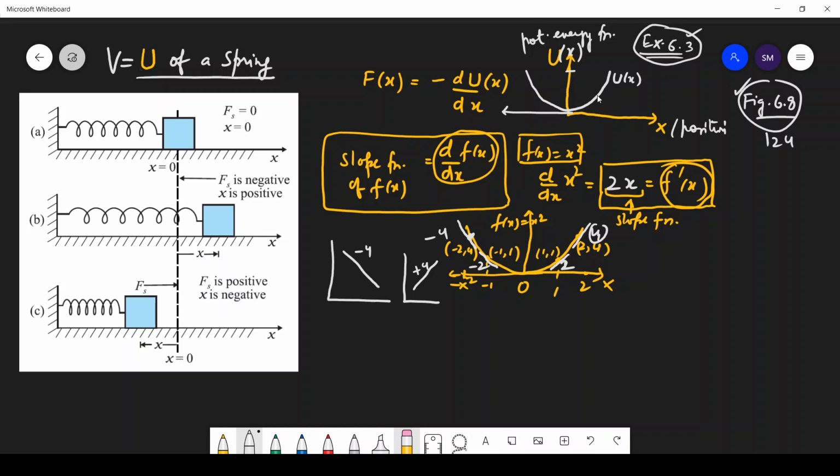So now at any point on this curve, this slope is your f of x. This slope is your f of x. So that is the meaning of this equation. What is f? What is the force? And this conservative force.